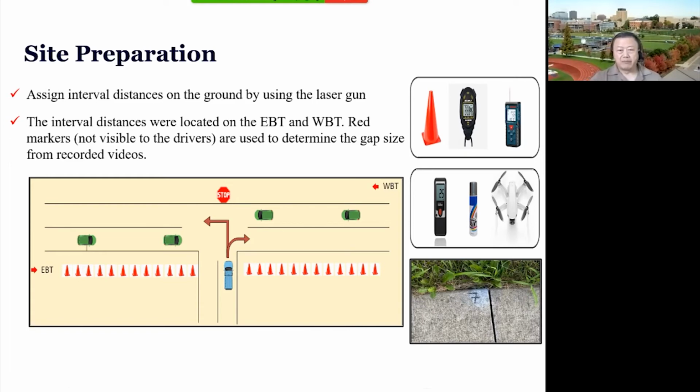Now, to prepare for data collection, we used some markings, which you can see on the right. We also assigned interval distances so that we can count the gaps. You can see different vehicles approaching, and if the driver starts to select a gap, we want to know how long the gap is. That's difficult to do in real time. So we found we could collect the data first using a recorded video.